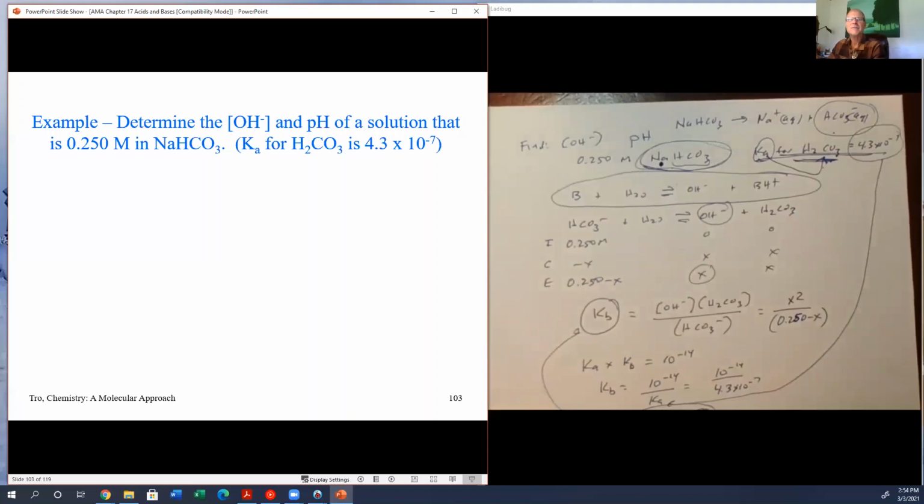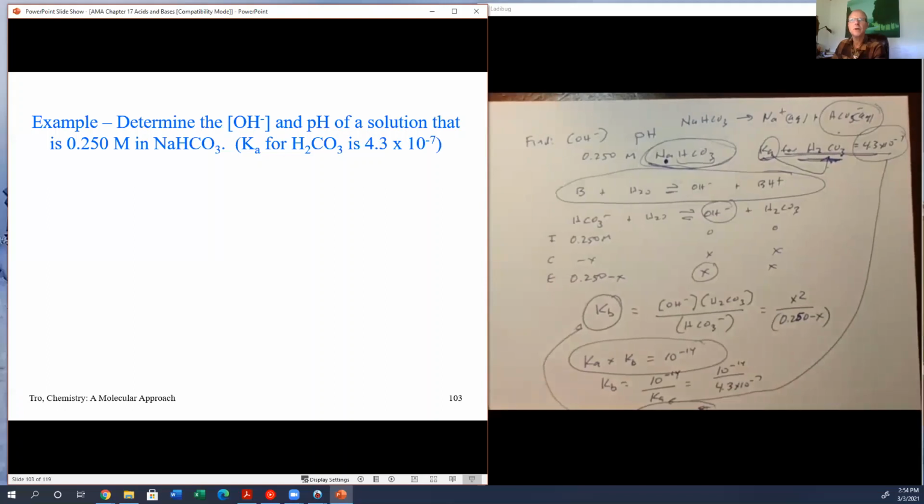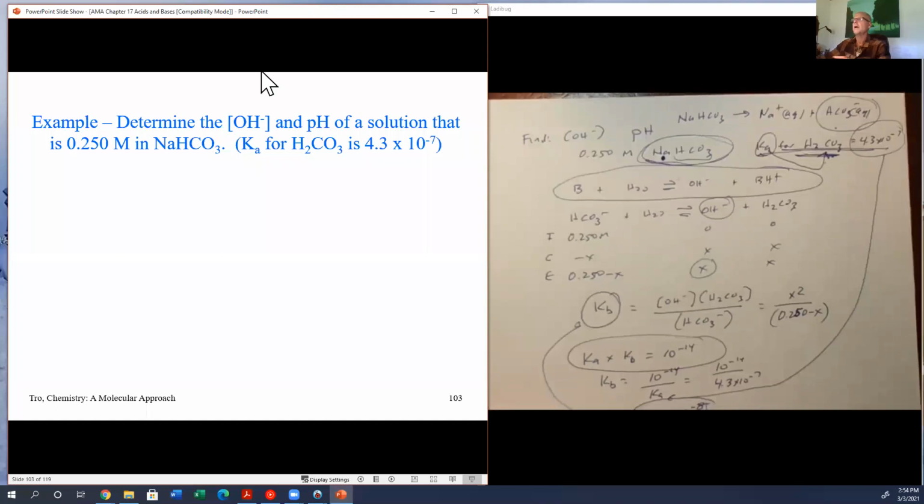You get Kb from Ka, and this handy relationship right here, Ka times Kb is 10 to the minus 14. That's the only difference in this problem and other problems that you've already done. All right, good.